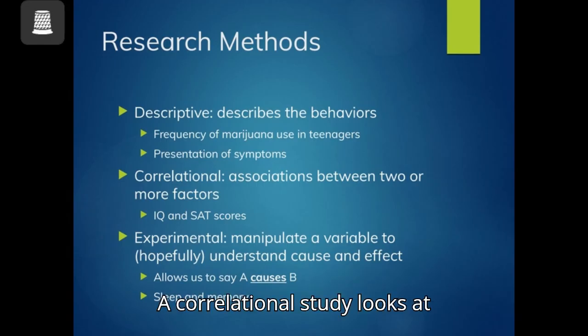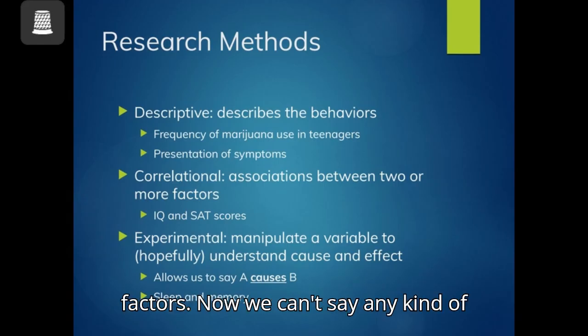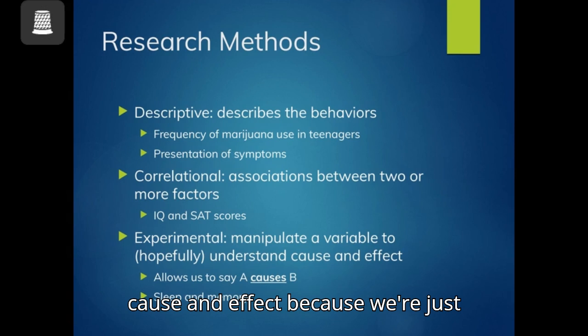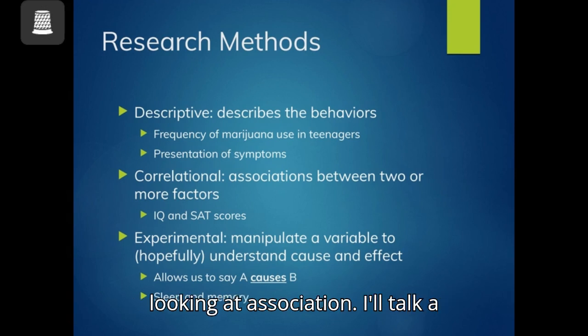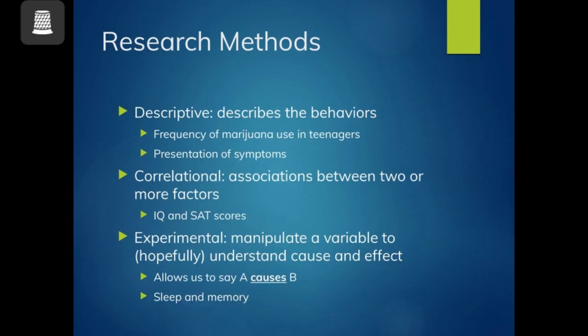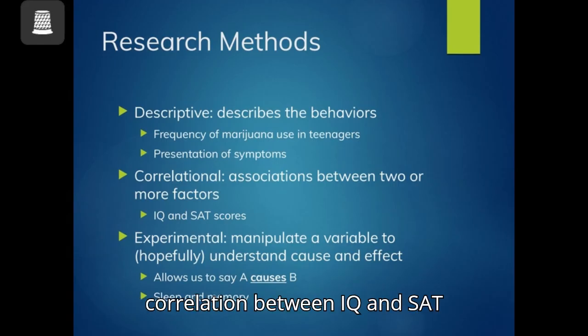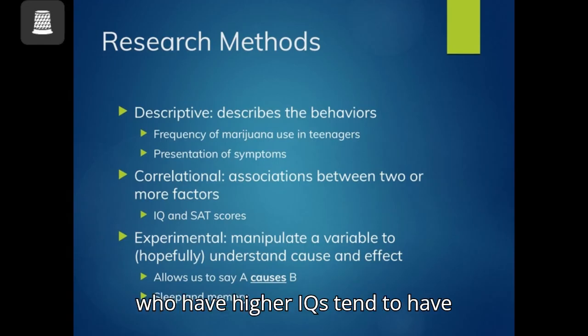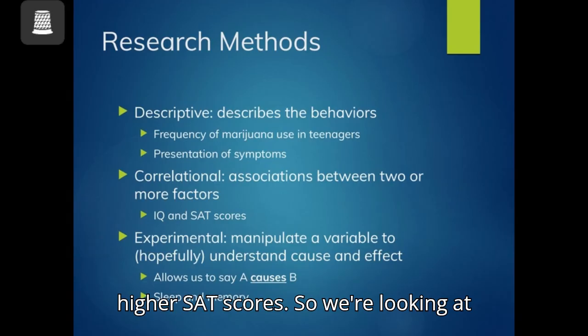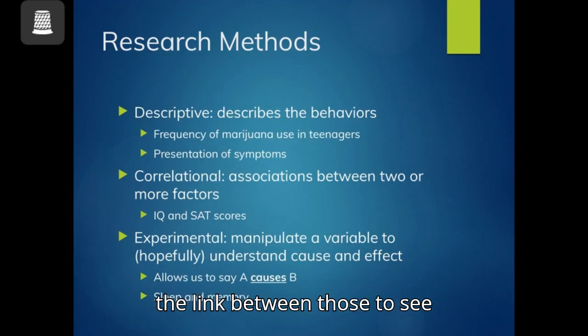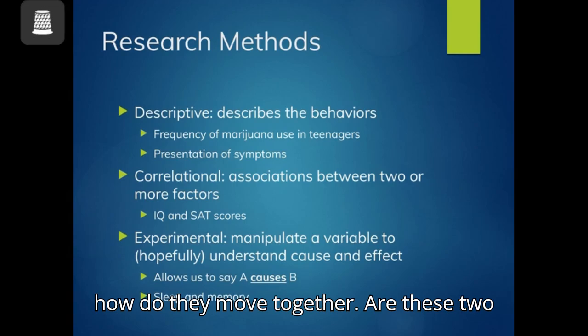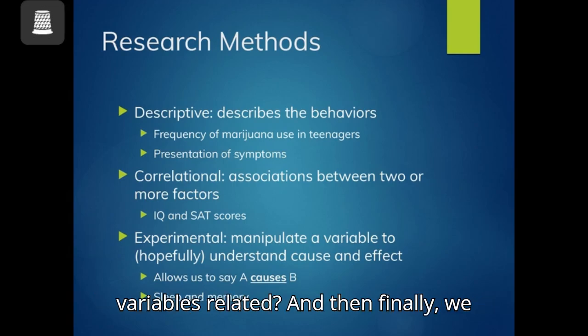Correlational studies look at associations between two or more factors. Now, we can't say any kind of cause and effect because we're just looking at associations. I'll talk a little bit more about this later on. But we're looking at associations between two or more factors. So, for instance, the correlation between IQ and SAT scores. So we know that people who have higher IQs tend to have higher SAT scores. So we're looking at the link between those to see how do they move together? Are these two variables related?